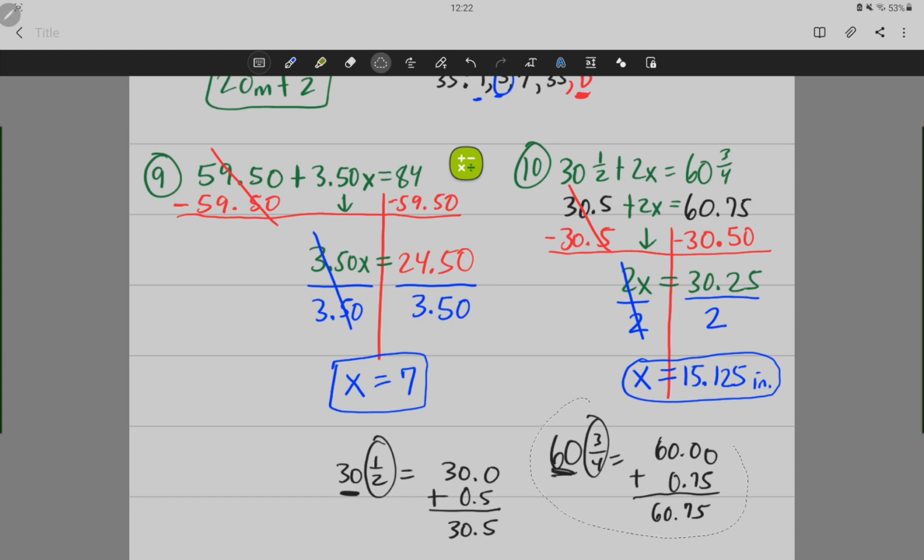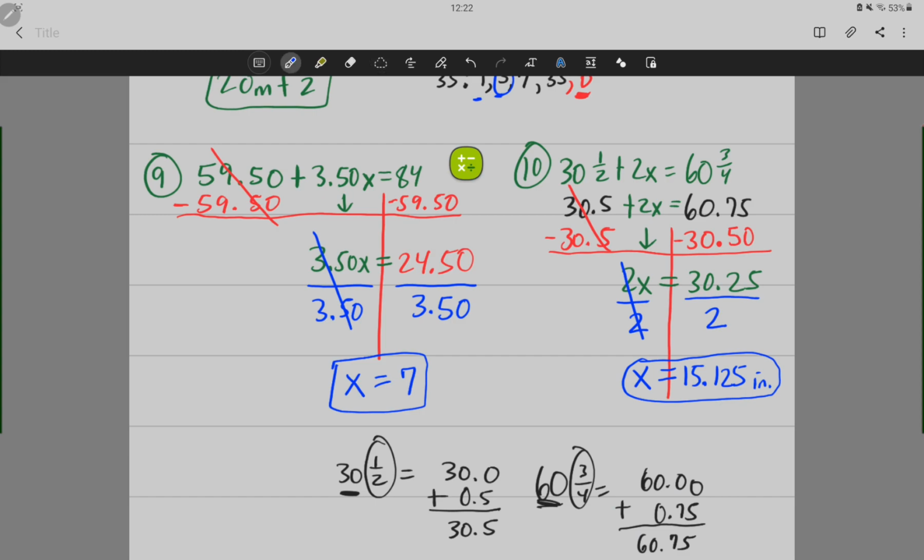And let me just move this down slightly. Or if you went with fraction and you did all the same steps, you would get an answer of 15 and 1/8, which is 0.125. So either of these are correct. They're both acceptable answers. Again, if you want to do fractions, that's fine. If you want to do decimals, that's fine. But either way, there you have it.